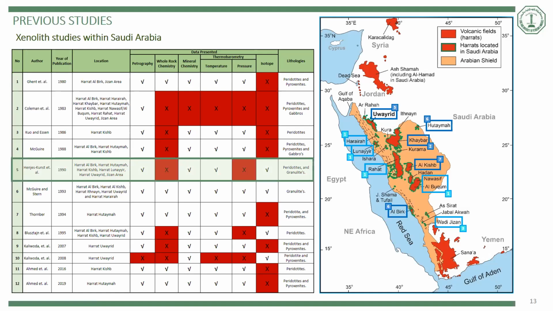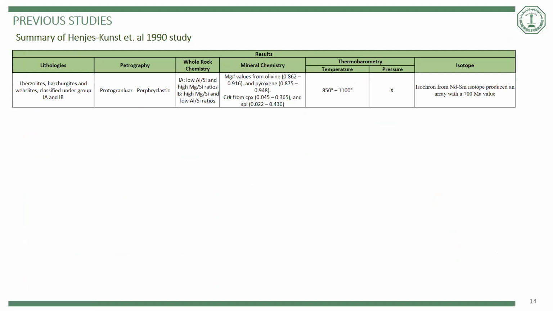So studies of xenoliths of Harrat Uwayrid itself are concentrated within 2 studies. First is the study of Hengen Kunst in 1990, and also Kaliwoda in 2007. The summary of Hengen Kunst et al. 1990 is displayed in the table, but the study concluded that Harrat Uwayrid xenoliths, among other Harrat xenoliths, have lithospheric origins.